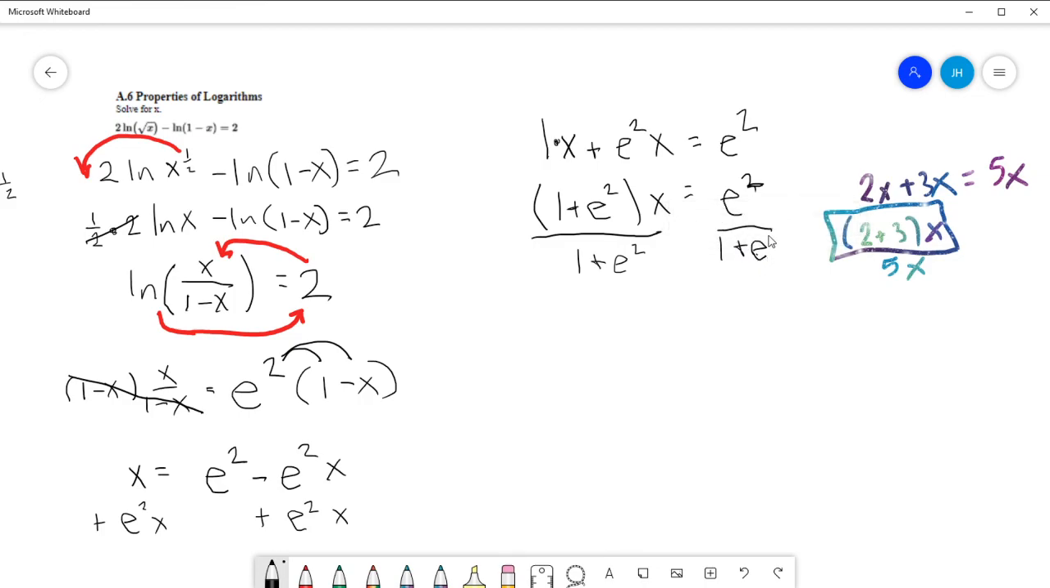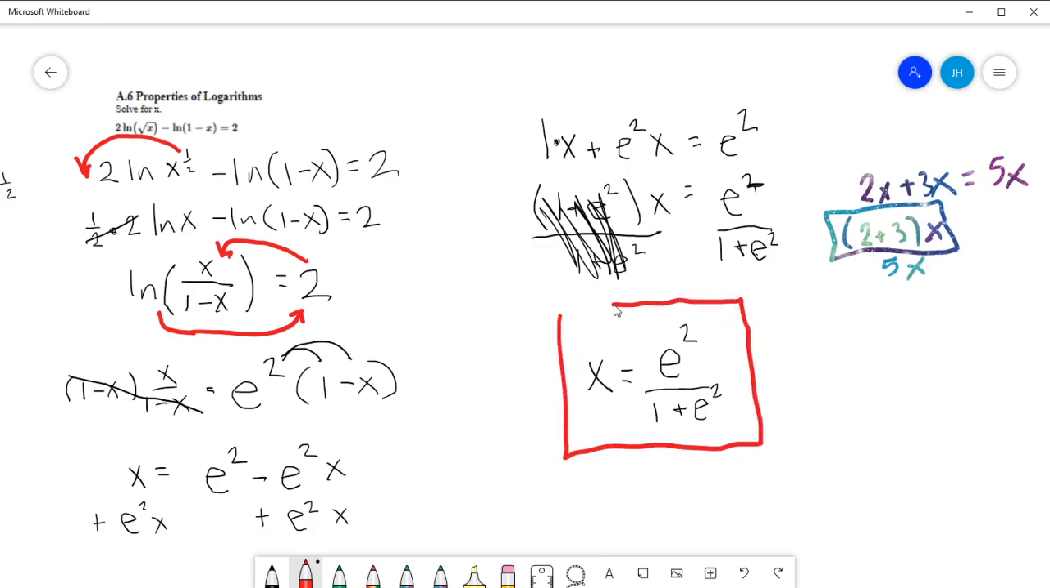That'll cancel out here, and we're left with x. We're left with x equals e squared divided by 1 plus e squared. So that is our final answer. Now, if you want, you could use a calculator to evaluate that as a decimal, but I'm going to go ahead and leave it like this.